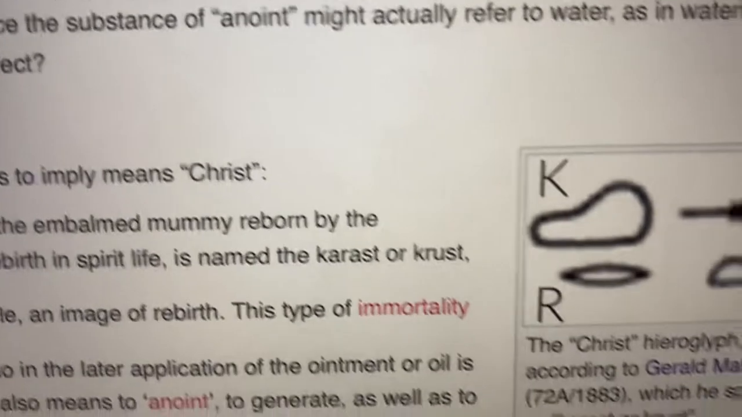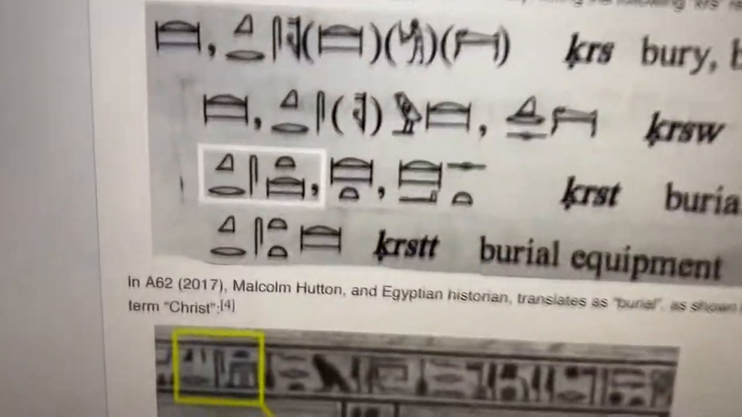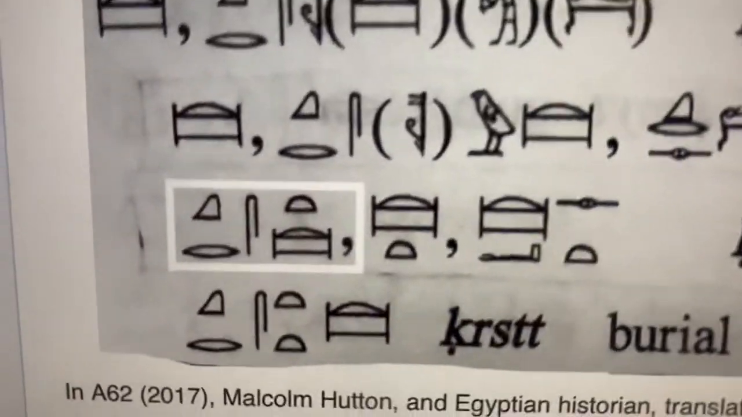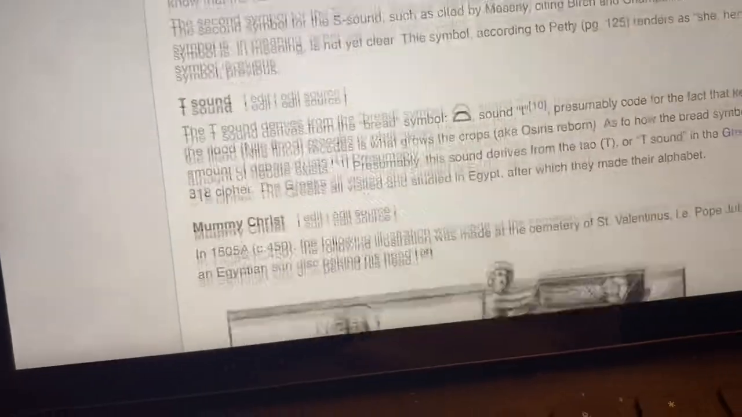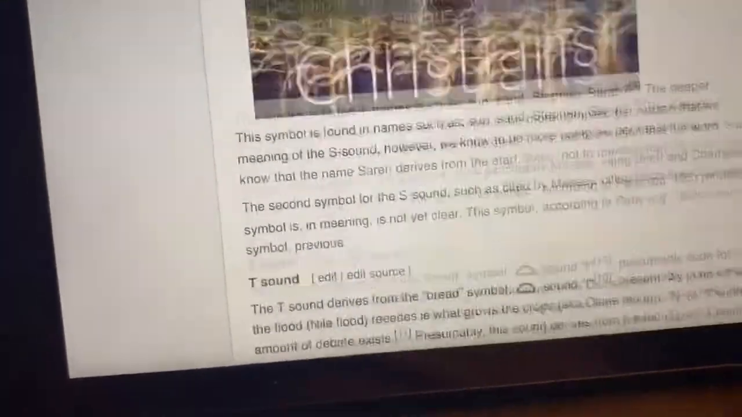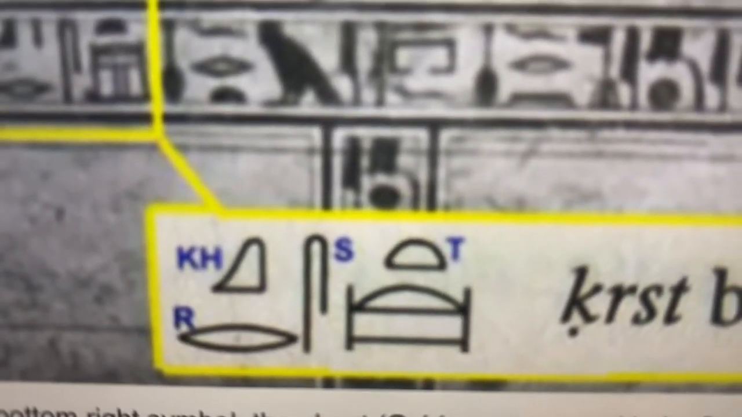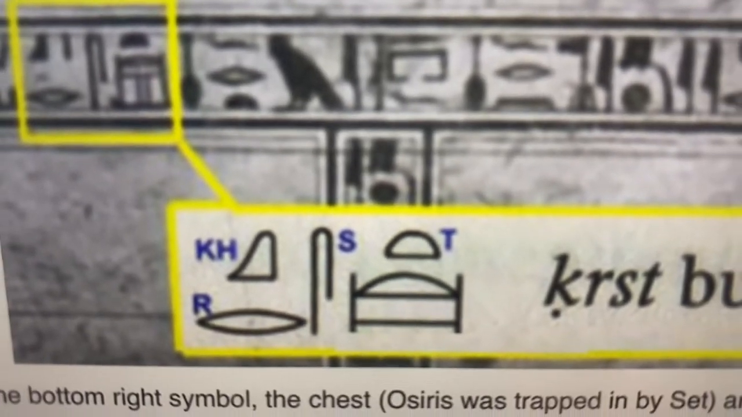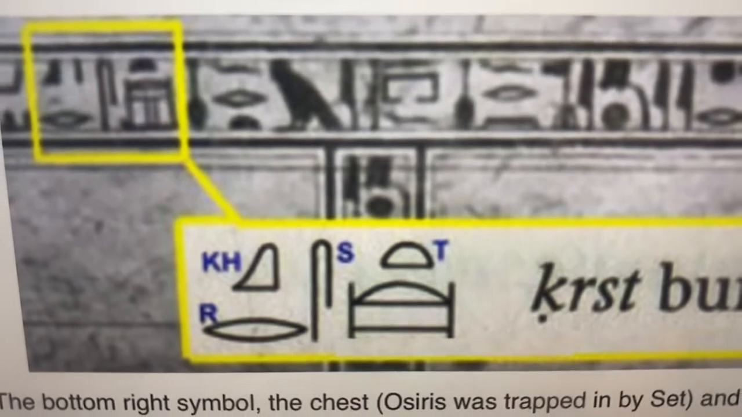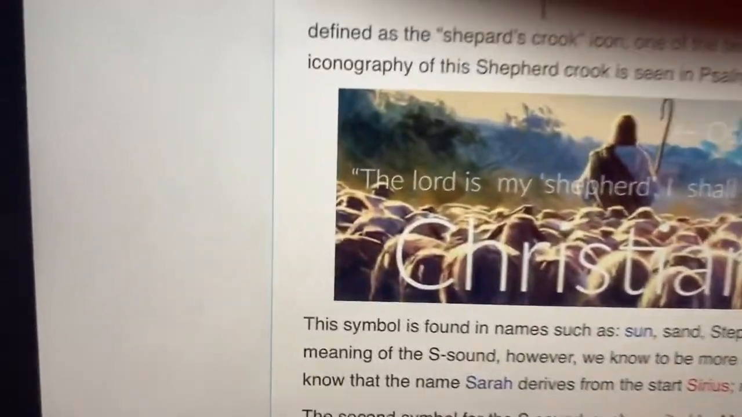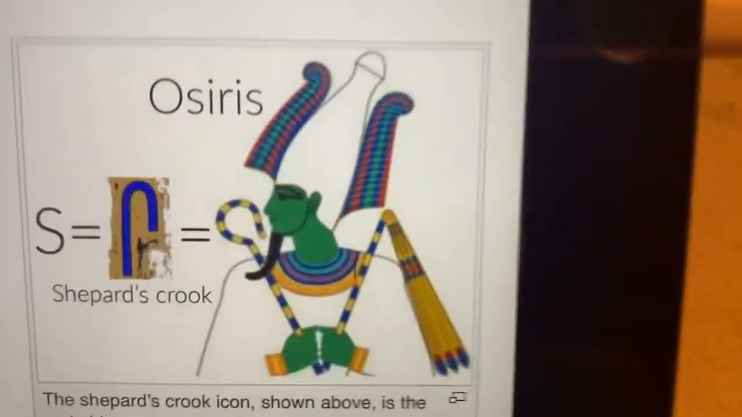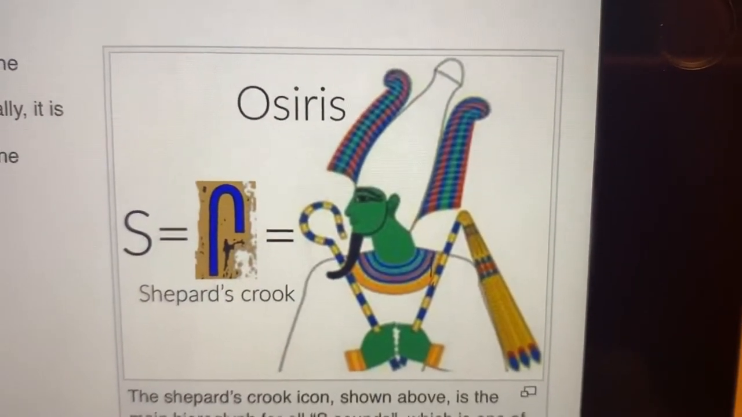Next, we are going to go to the S symbol. So this is the S symbol, and the first hieroglyph of krst, according to Petrie. So we've covered K, R is the mouth, S is the shepherd's crook, and this comes from one of the two main symbols of Osiris. He's got his flail and his shepherd's crook.